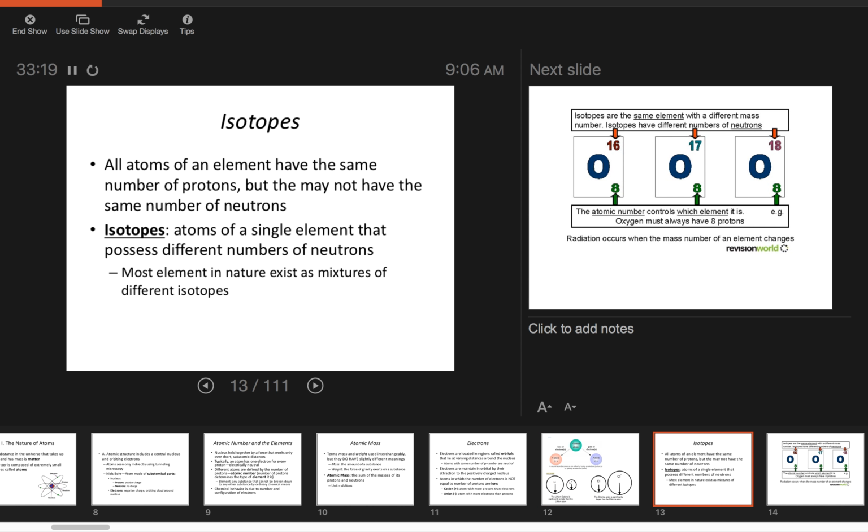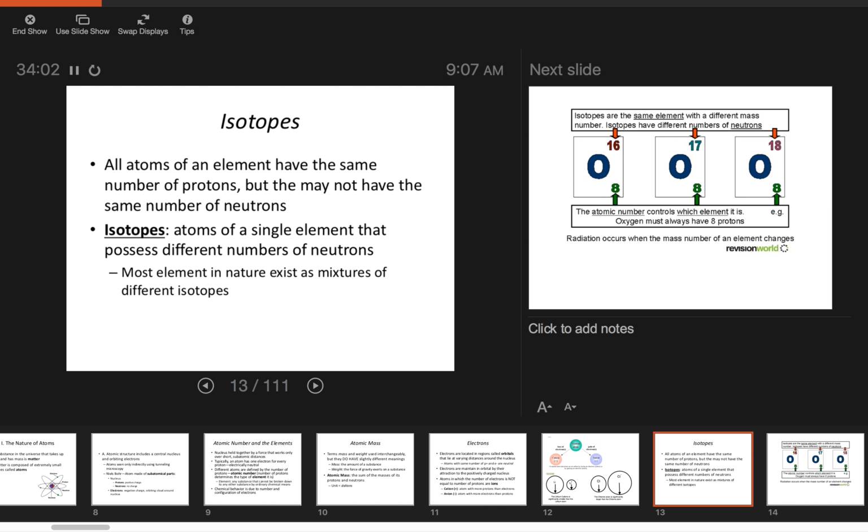So this kind of ties into isotopes. All atoms of an element have the same number of protons, but they may not have the same number of neutrons. And if you have different numbers of neutrons but you're still dealing with the same element, now you're looking at isotopes. Most elements in nature exist as mixtures of different isotopes. Like I said, carbon's got 3 different isotopes: carbon 12, carbon 13, carbon 14. They all have the same number of protons. It's their number of neutrons that differ. Another example would be chlorine 35 and chlorine 37. There are 2 isotopes for chlorine, and they exist as a mix in nature.